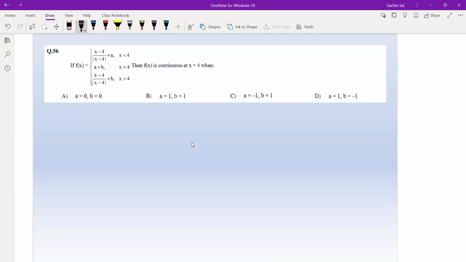Question 56, f of x is given. It's a piecewise function. F of x is continuous at x equals 4 when. So what is the condition for a function to be continuous? The value of the limit must be equal to the value of the function. And here, because you have two different definitions for x less than 4 and x greater than 4, you must find out both the left limit and the right limit, right?